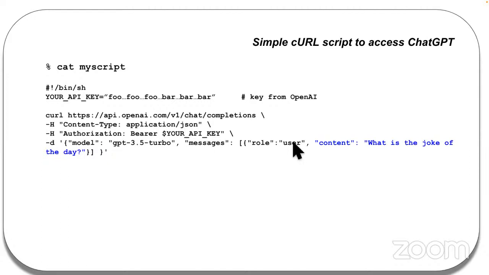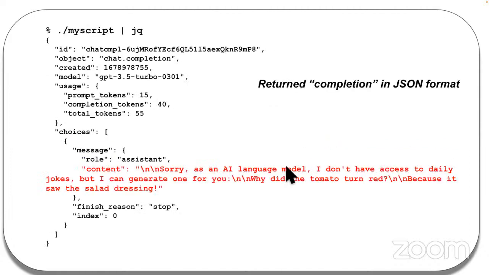I'm going to ask it, give me the joke of the day. And I got back this. So this is what I got back. And just for the record, jq is just a JSON utility. It pretty prints JSON, and you can query parts of JSON. If you're a command line person like me, you should have jq.